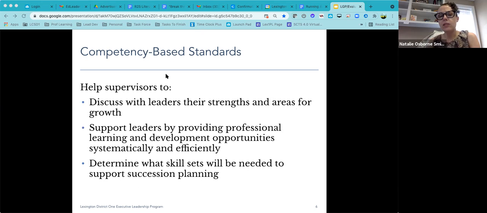These competencies also will help your supervisors to discuss with you your areas of strength and areas of growth, as well as to support you in providing professional learning and development opportunities in a systematic and efficient way. Finally, the competency should help your supervisor to determine what skill sets will be needed to support succession planning when it has to happen.